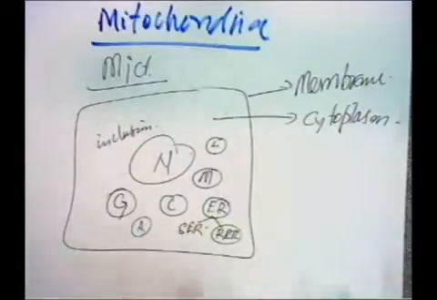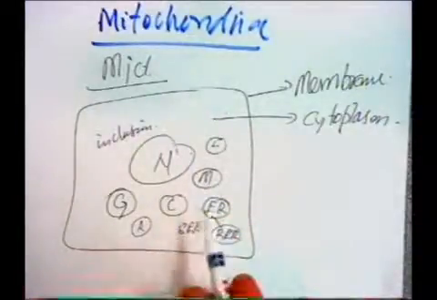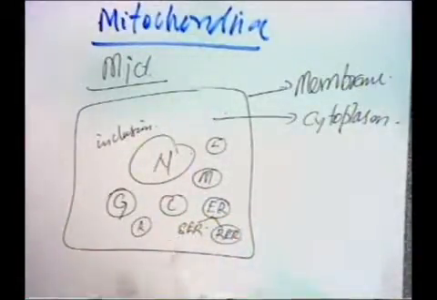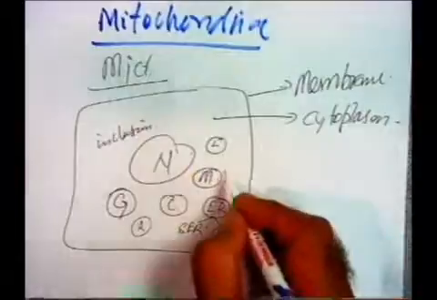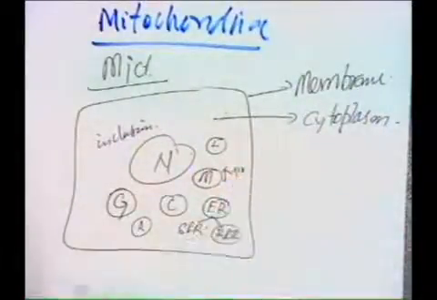Okay. Whereas the mitochondria are more in number, suppose in the liver cells where high metabolic activity is going on. So you have more of these mitochondria, an increased number.